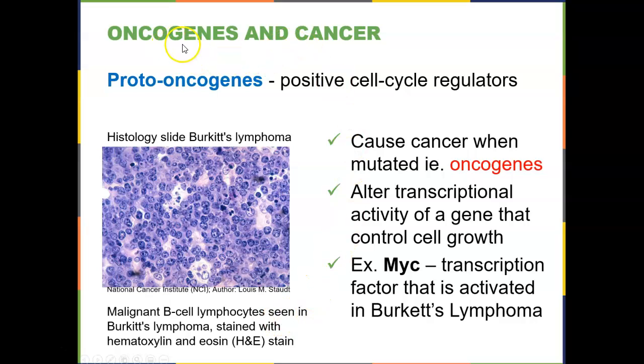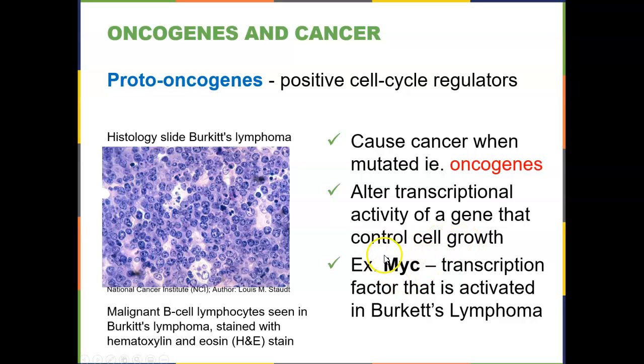Additionally, oncogenes and cancer. So remember we talked about proto-oncogenes. So these are genes which, when mutated, we call an oncogene, and these will alter transcriptional activity. So when these become mutated and become oncogenes, then they accelerate the reading of genes that cause a cell to go through excessive growth.